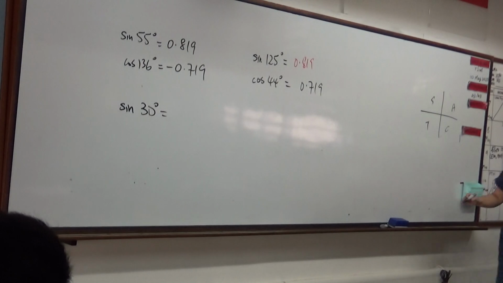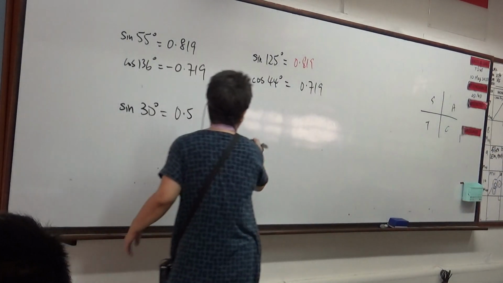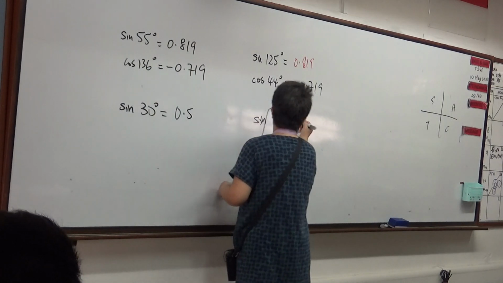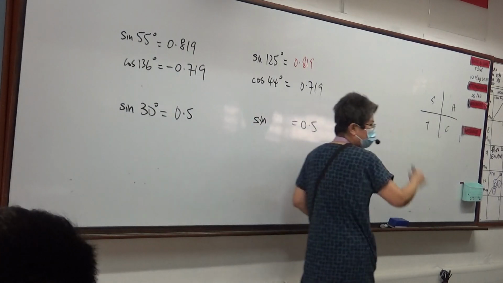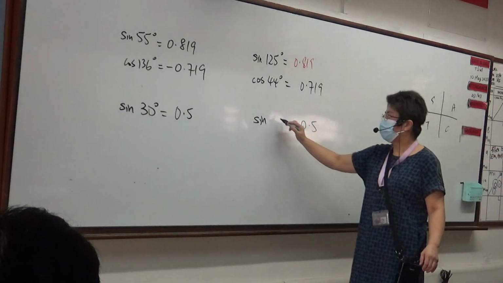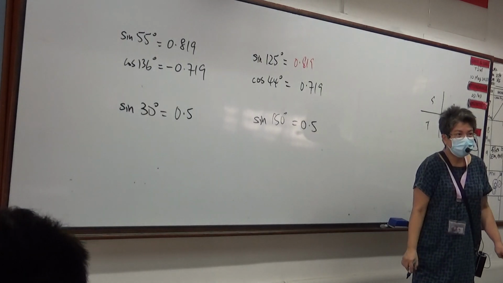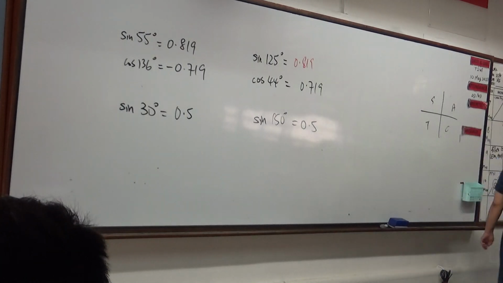Sine 30 is 0.5. What is the obtuse angle that we don't want? 150. Is that clear? Okay, now, give me another one.